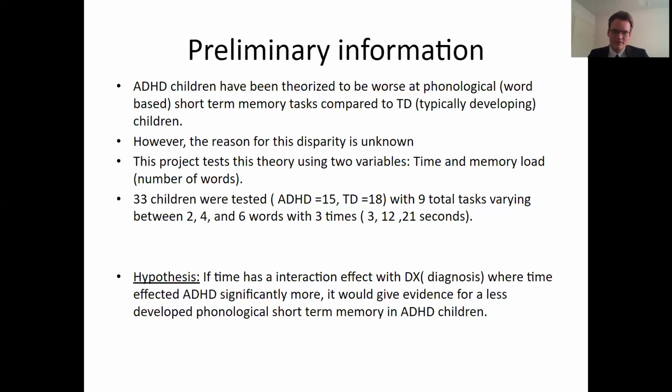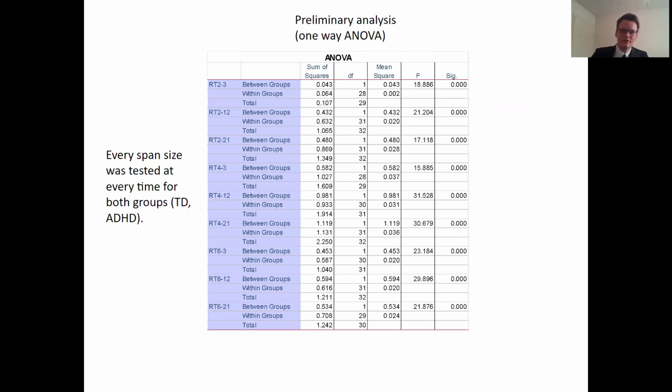Now, my hypothesis is that since it's theorized to have a phonological short-term memory deficit, I would theorize that there would be an interaction effect between diagnosis and time. What that means is I would expect that TD kids would probably suffer over time as the word list gets longer, the time gets longer, but I would expect ADHD kids to do significantly worse. Now, if that was the case, it would give some evidence to a less developed phonological short-term memory for ADHD children.